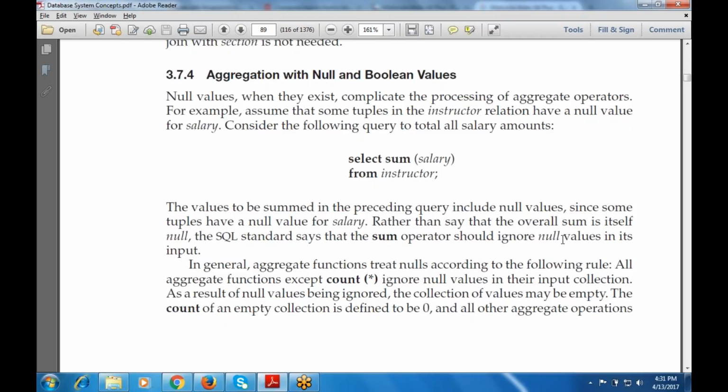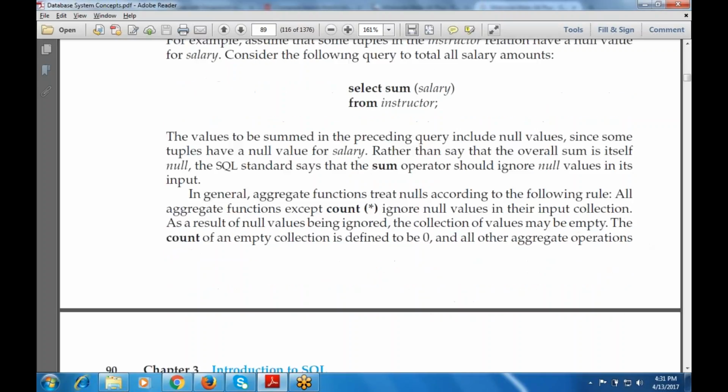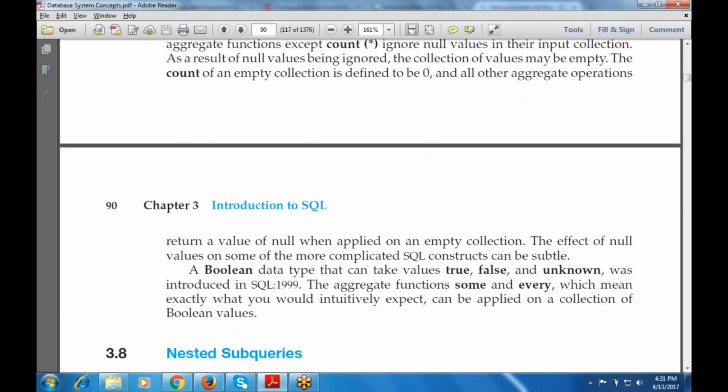Rather than say that the overall sum is itself null, the SQL standard uses the sum operation that ignores the null values, or treats them as zero, which is one and the same thing. In general, aggregate functions treat nulls according to the following rules. All the aggregate functions except count asterisk ignore the null values in their input collection. As a result of the null values being ignored, the collection of values may be empty, and the count of an empty collection is defined to be zero. All the other aggregate operations return a value of null when applied on an empty collection.